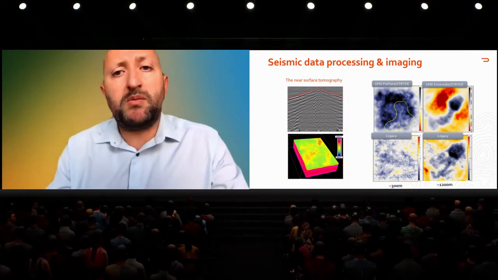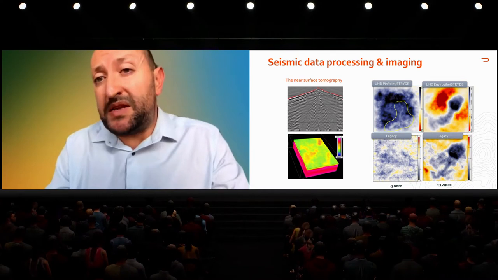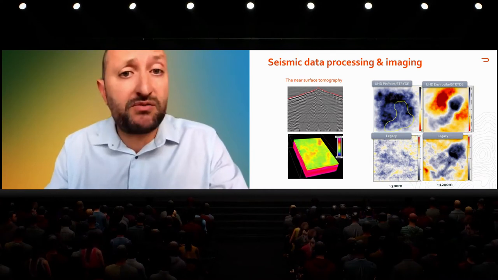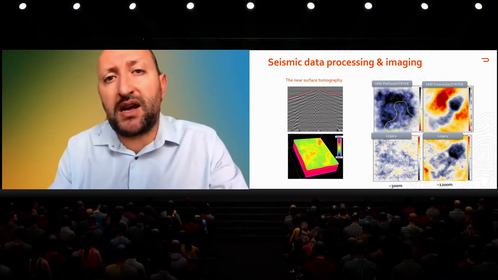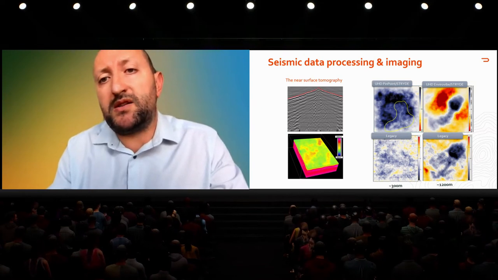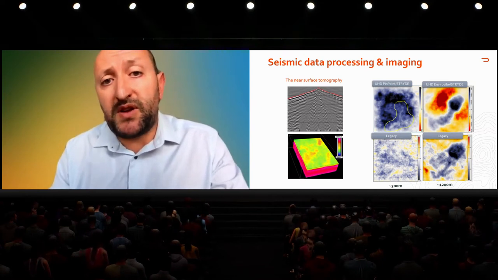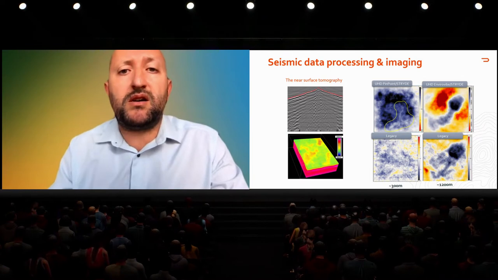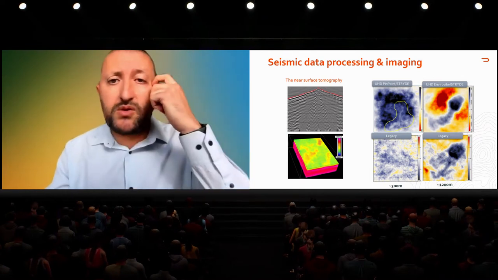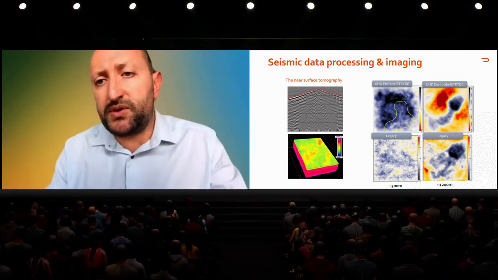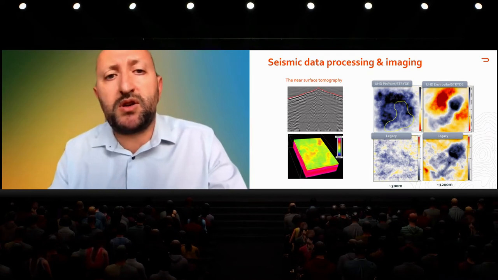Both types of sources delivered similar images down to about 150 meters with a very high lateral resolution, distinguishing geological features that are about 40 meters apart at 50 meters depth. The reflection seismic data, which you can see here on the right-hand side, is used in a more complex way to produce seismic cubes or 3D images of the subsurface.